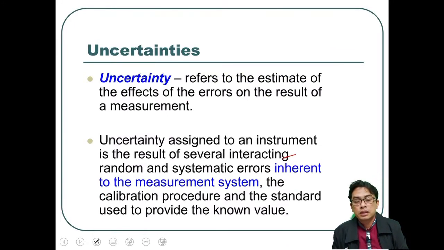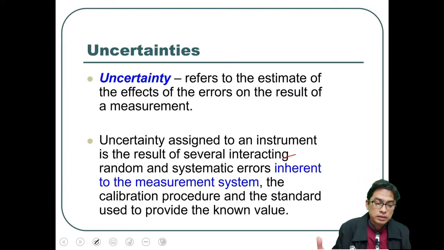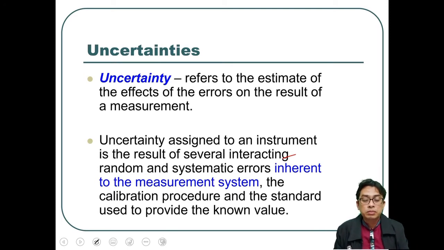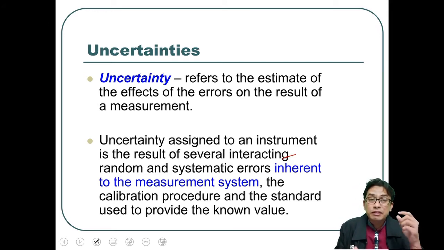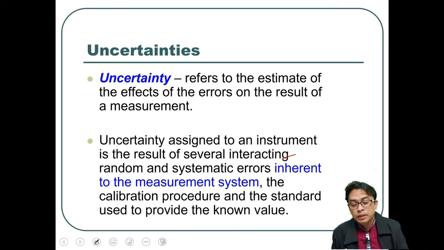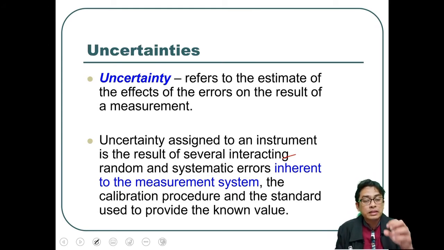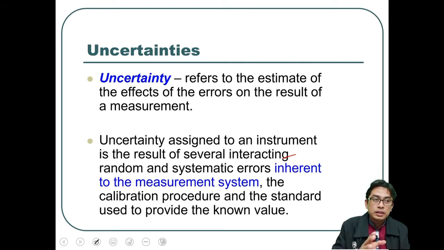After we discuss the errors, a few important errors for the measurement, now we have to look at the uncertainties. So what is uncertainty? The uncertainty refers to the estimate of the effect of the errors on the results of a measurement. The uncertainty that we assign to the instrument is actually the effect of, first, random error, and second, systematic error.